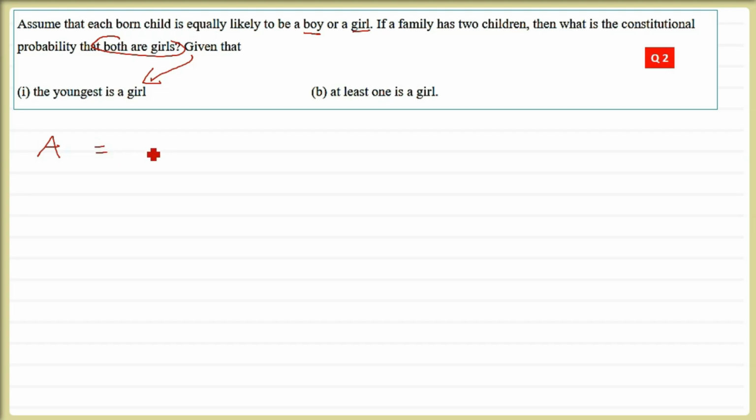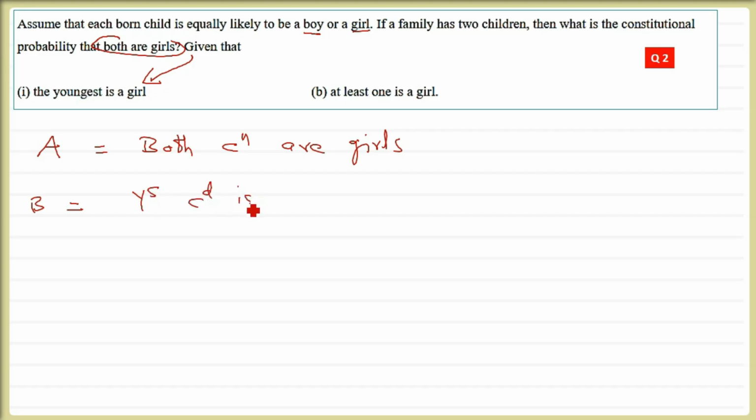A is an event where both children are girls, and this is what we need to find out. Always, whatever we need to find out has to be A. Those which are given should be B and C likewise. But what you need to find out should be A.